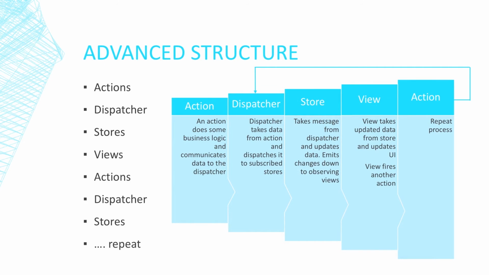A little more advanced structure, or a realistic implementation, is the same thing as we just looked at, but the views can then also call back to actions, which will then, again, tie right back to the dispatcher. So you can see that unidirectional flow of data from an action to the dispatcher to the store back down to the view. Then if something is going to be started again, it's going to be from a user interaction on the view, which will go right back to an action.